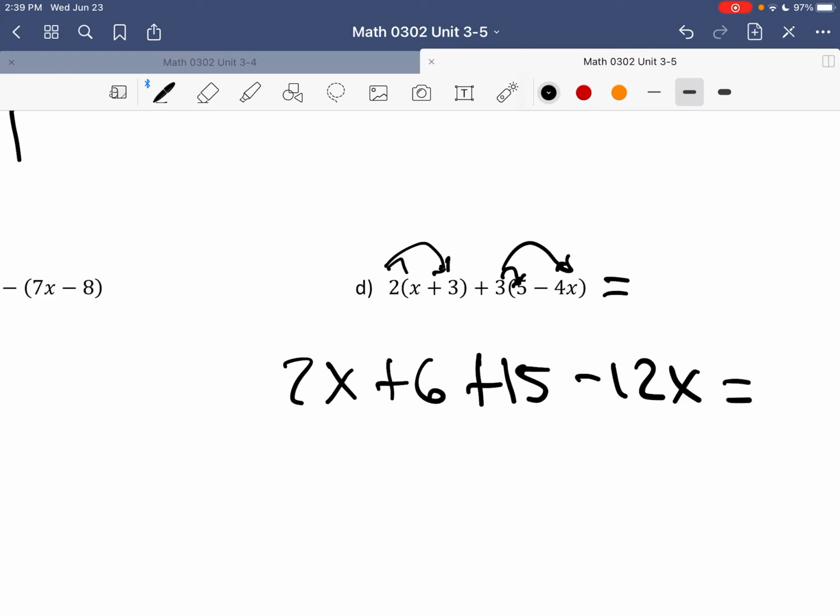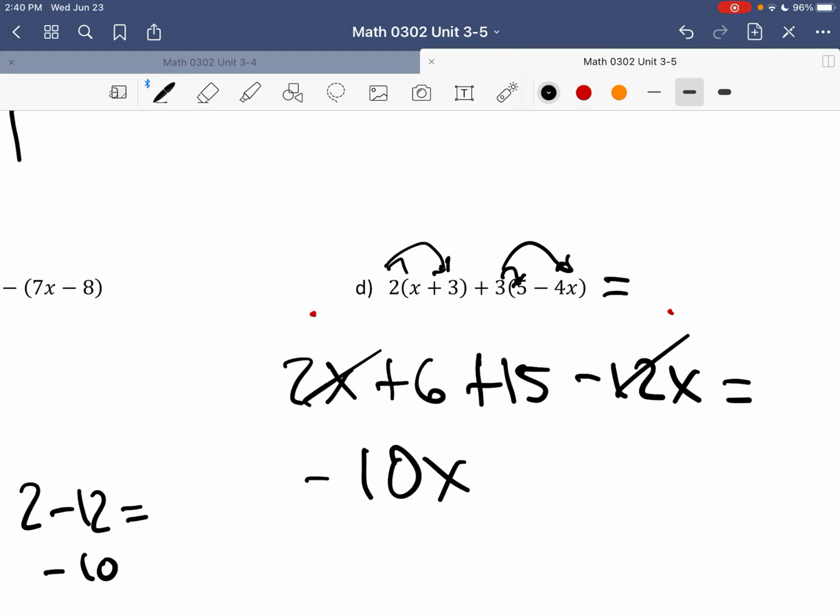And then we'll do the same thing. We'll start to combine the like terms. So the 2x term is like the minus 12x term, so we'll add the coefficients. Adding the coefficients here means the result of 2 minus 12, which is going to be a minus 10. So we have a minus 10x. That takes care of these two terms. And then we'll add the constant terms, so the 6 and the 15, that's going to add to positive 21.